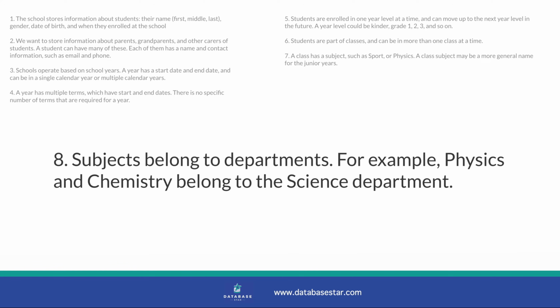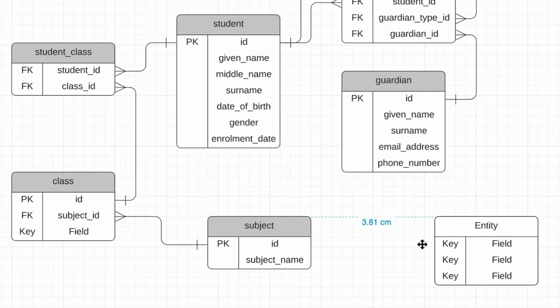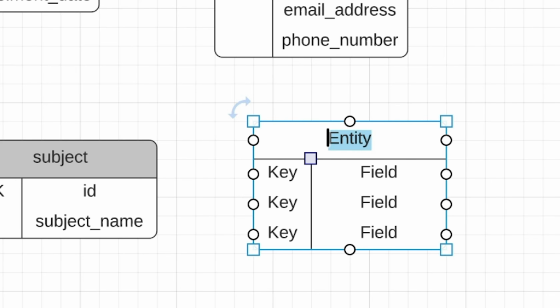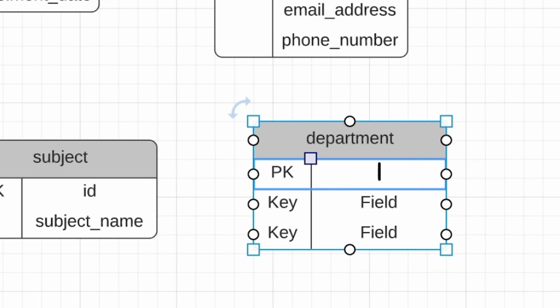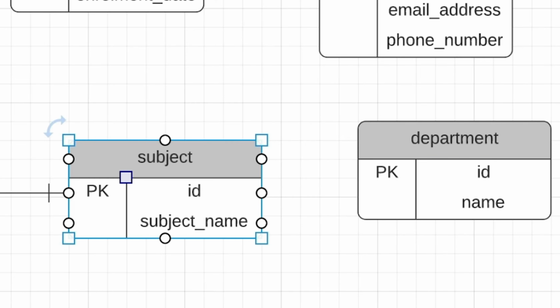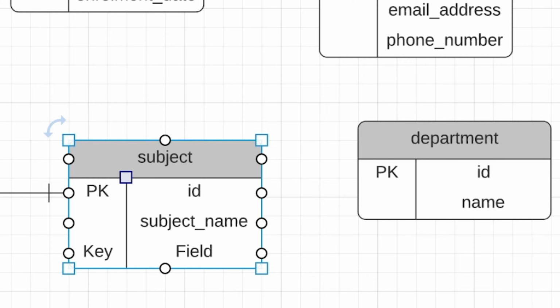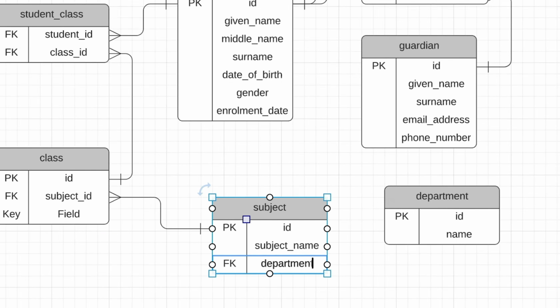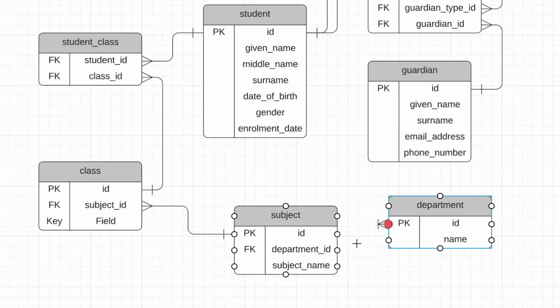Requirement 8 says that subjects belong to departments. This can be helpful if we want to see all of the science subjects or classes, for example. In our design, we add a new table called department. This is similar to subject, as we have an ID and a name column. In the subject table, we need to specify which department it belongs to. We do this by adding a department ID foreign key to the subject table. We can now relate departments to subjects and then to classes.